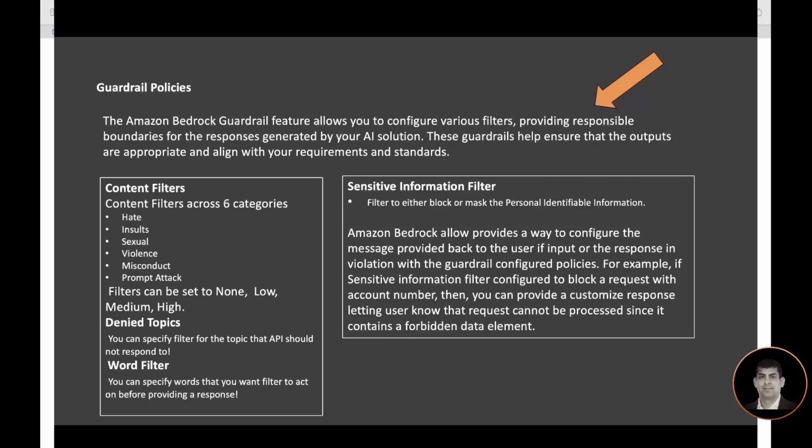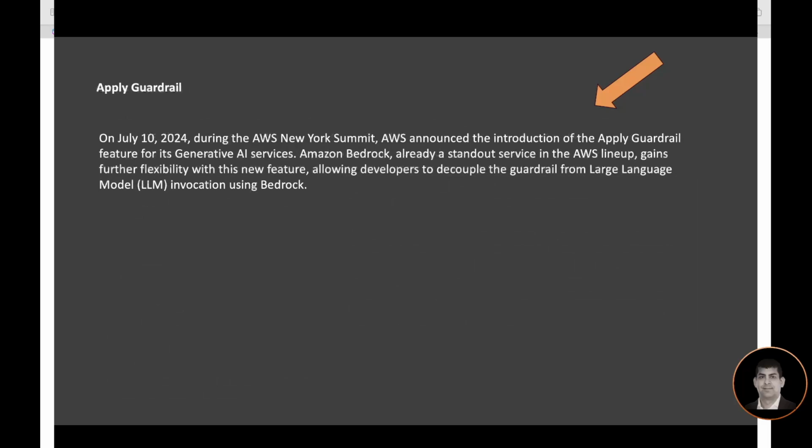And then there are word filters and sensitive information filters. This is the one that I am using for this workshop. This is to block or mask the PII information. So we'll configure this, and it can be configured through the console, but I'm configuring it through an infrastructure as code approach, just to simplify and speed up the execution here.